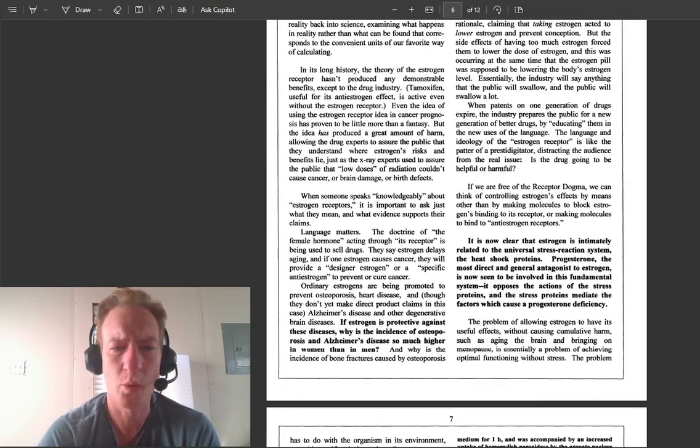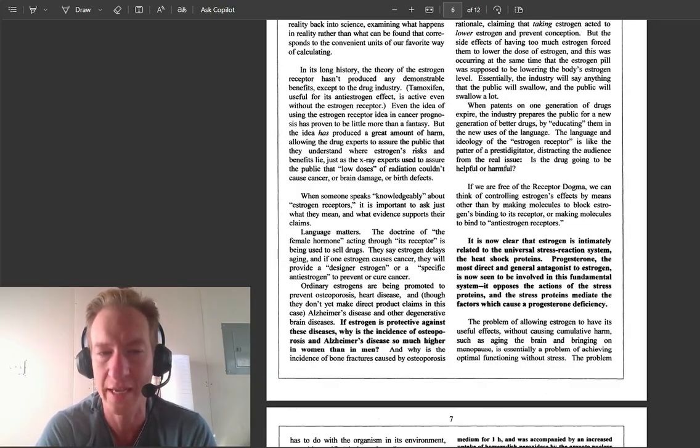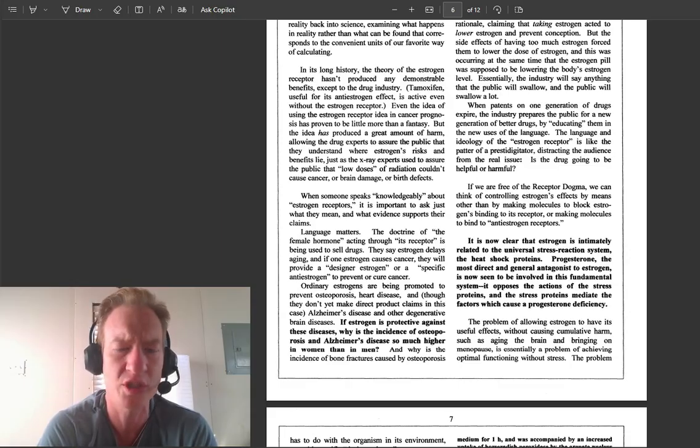When someone speaks quote-unquote knowledgeably about quote-unquote estrogen receptors, it is important to ask just what they mean, and what evidence supports their claims. Language matters. The doctrine of the quote-unquote female hormone acting through its quote-unquote receptor is being used to sell drugs. They say estrogen delays aging, and if one estrogen causes the big C word, they will provide a designer estrogen or a specific anti-estrogen to prevent or cure the big C word.